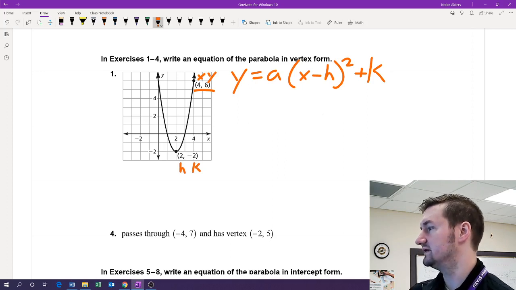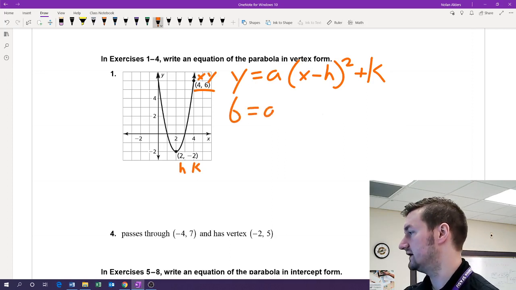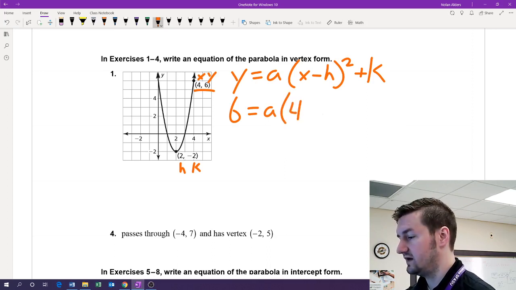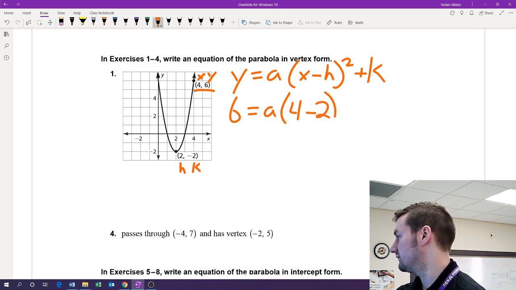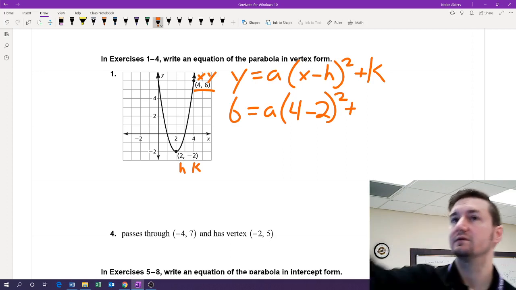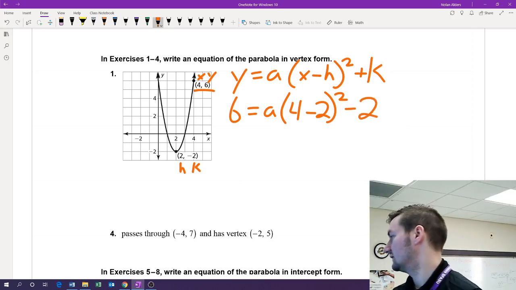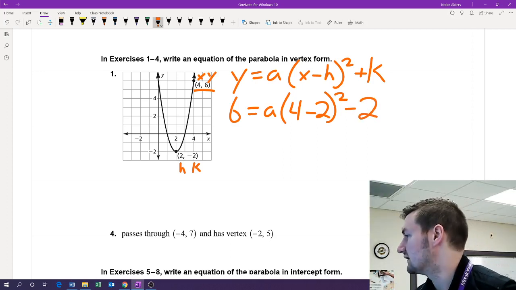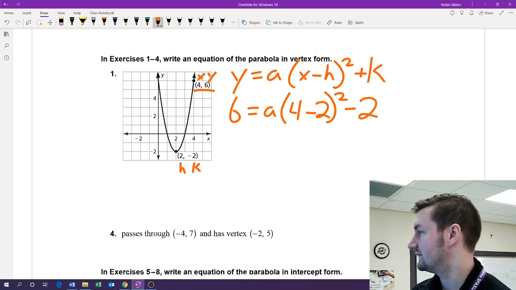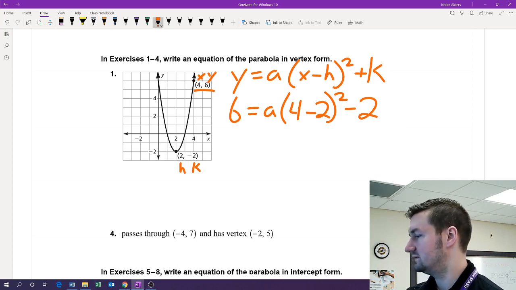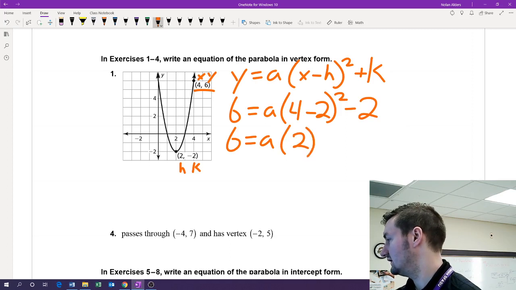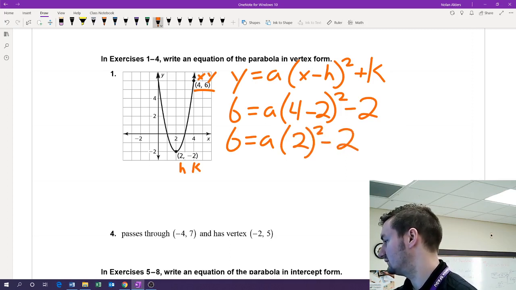Our y is 6, equals a. We don't know what a is. x is 4. h is 2. And k is -2. So actually we can just write minus 2 there. All right, now let's solve this equation. So let's simplify what's in parentheses first. 4 minus 2 is 2. So 6 equals a times 2 squared minus 2.